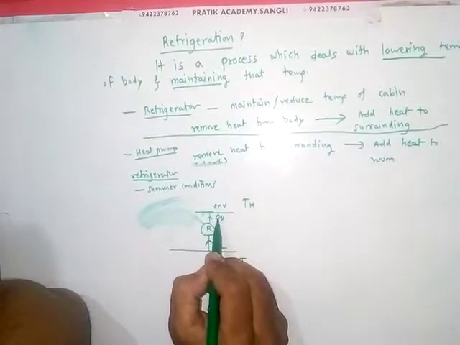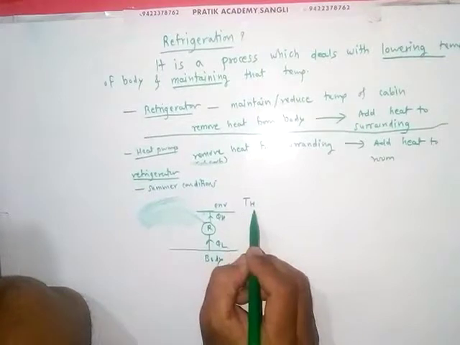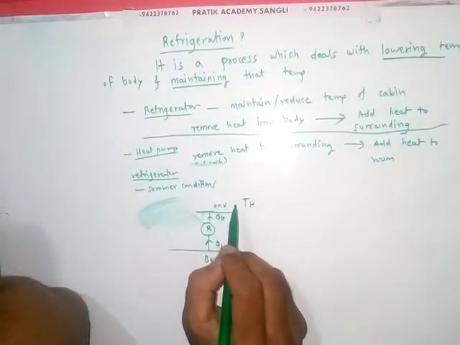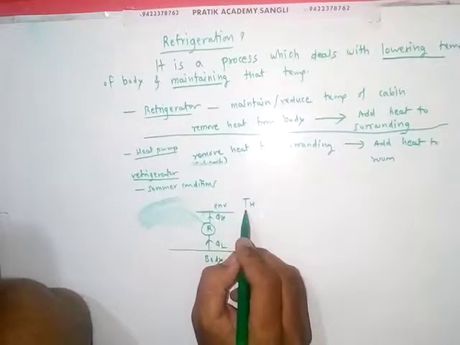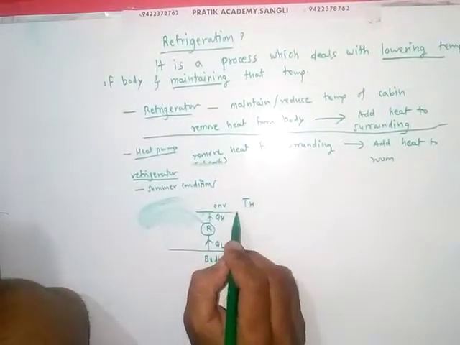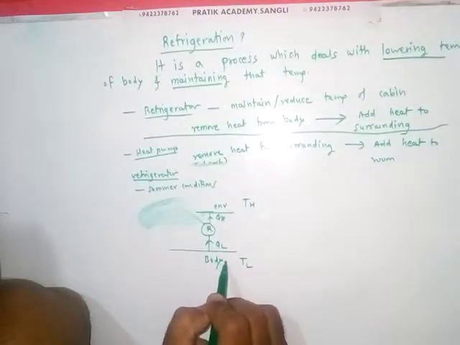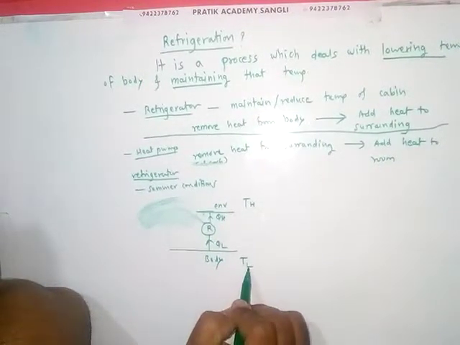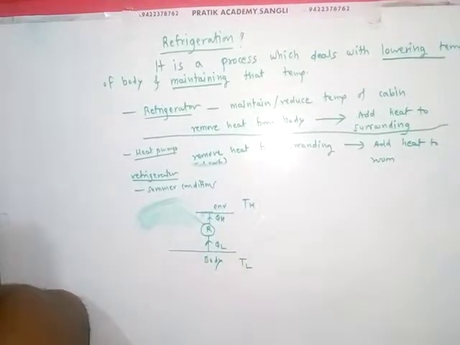But here we are continuously adding heat, yet the environment stays at high temperature. Why? Because the environment is large in size, so adding a small amount of heat will not affect its temperature, and its temperature remains constant. Now this device is moving heat from the lower temperature side to the high temperature side. This is called a refrigerator.